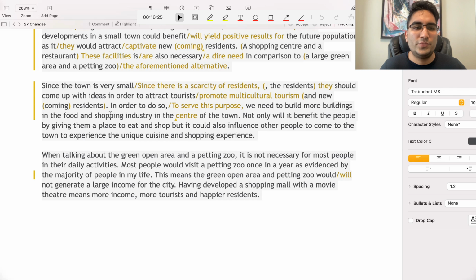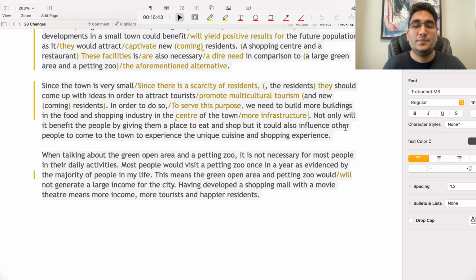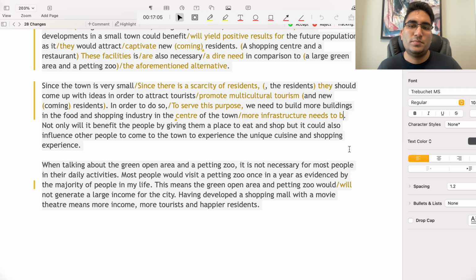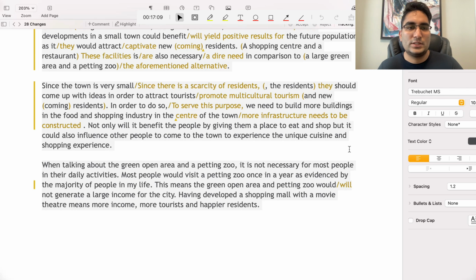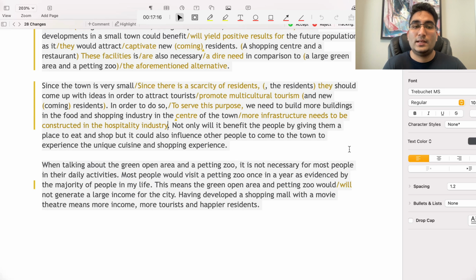Let's see. We need to build more buildings in the food and shopping industry in the center of the town. Let's make it passive voice. Give the examiner a combination of active and passive voices, which is going to show, again, a range of sentences. So instead of we need to build more buildings, let's say more infrastructure. Instead of buildings, make it fancy. More infrastructure needs to be built in the center of the city, I'm thinking, but can we say it in a more fancy way? More infrastructure needs to be constructed. Let's put a tough word, constructed, in the hospitality industry. Sounds more fancy than food and shopping.